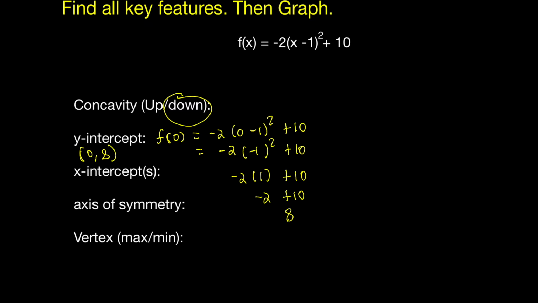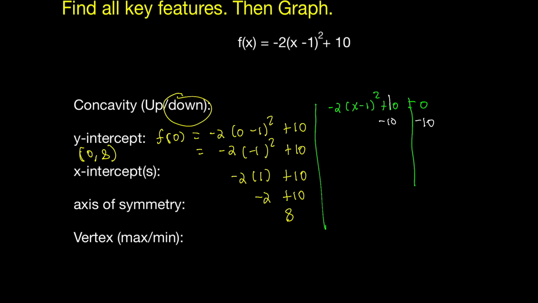Now I'm going to do the work for the x-intercepts in green. To get the x-intercepts, we're now going to set the function equal to 0. So here we're going to solve negative 2 (x minus 1) squared plus 10 equal to 0. And to solve this equation, we're going to begin by moving the constant to the other side. So we're going to subtract 10 from both sides.